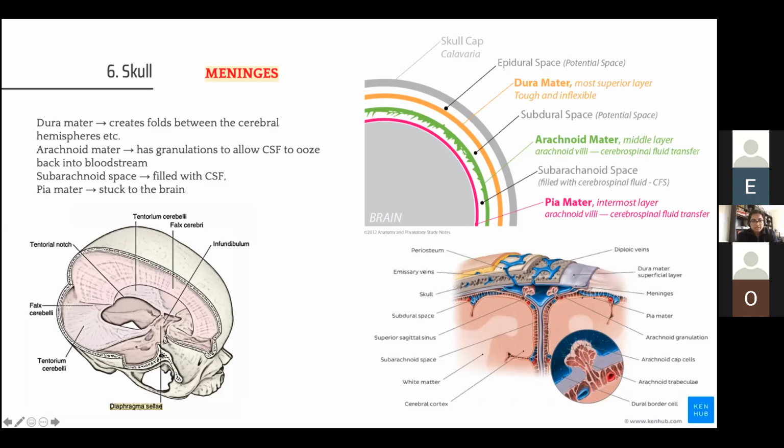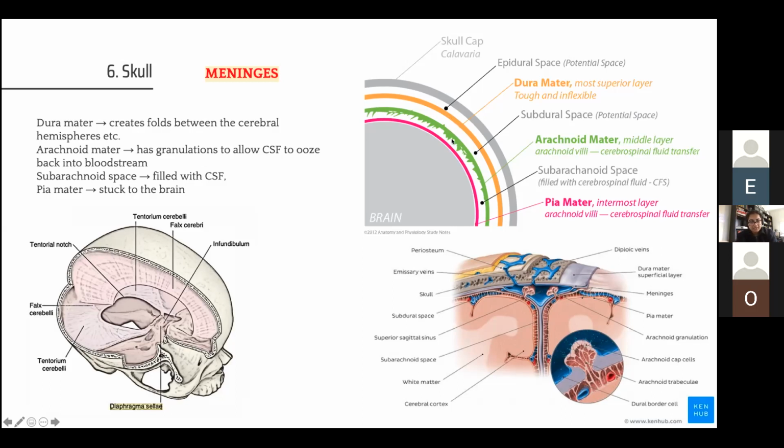The dura mater is also depicted in this diagram over here. It's responsible for creating all the folds that either separate the cerebral hemispheres, or separate the cerebellum from the rest of the brain, etc. So there's lots of folds that you can see in this diagram. Under the dura mater, you've got the arachnoid mater, and between that you have the subdural space.